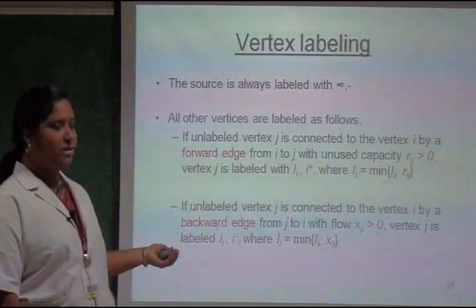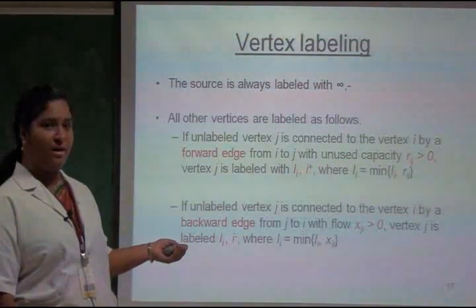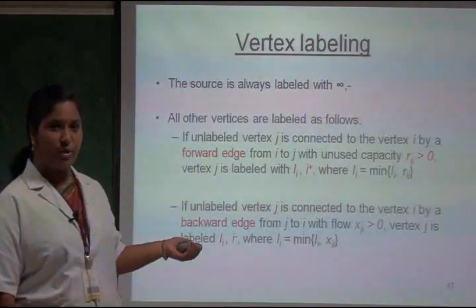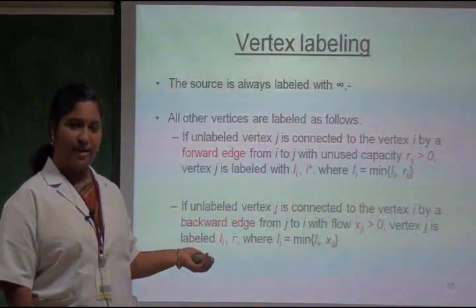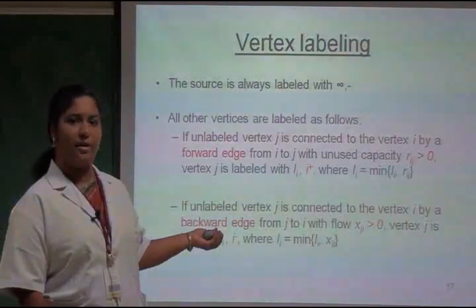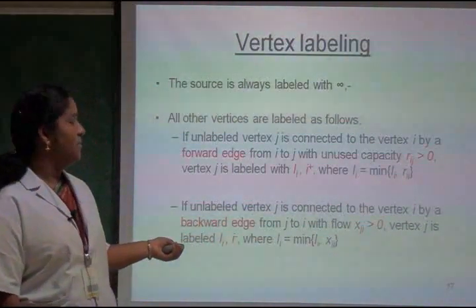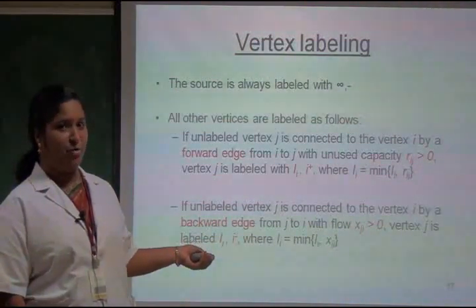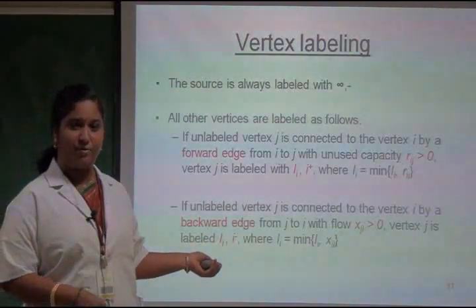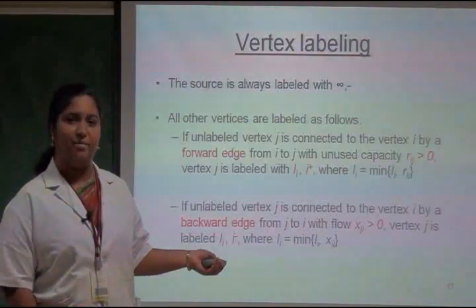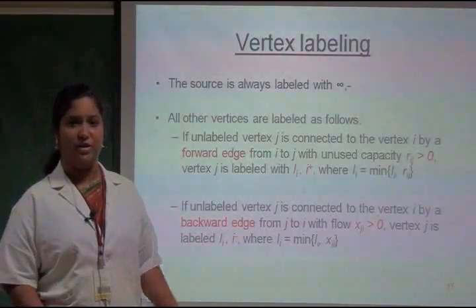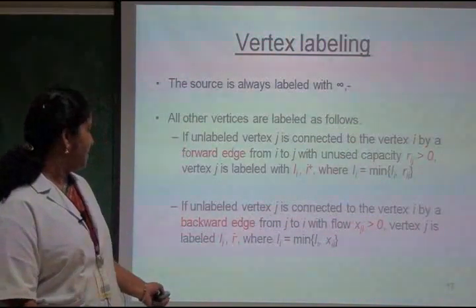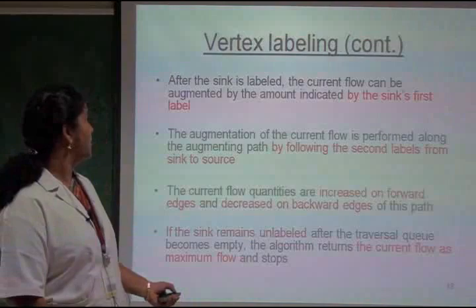And then the next one is for backward edge condition. So if you are having a backward edge, you have to use xji value only. So forward edge means you have to use Rij, backward edge means you have to use xji. So if xji is greater than 0, similar to your previous case, you need to calculate the minimum value between the first label of the previous vertex and the xji value, and that becomes the first label of the vertex which is currently being labeled. And since you have reached this vertex by means of a backward edge, you have to use the minus symbol. It has to be prefixed with i. So this is the procedure.